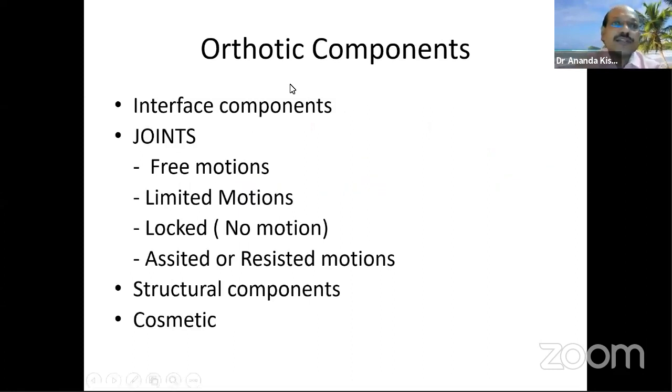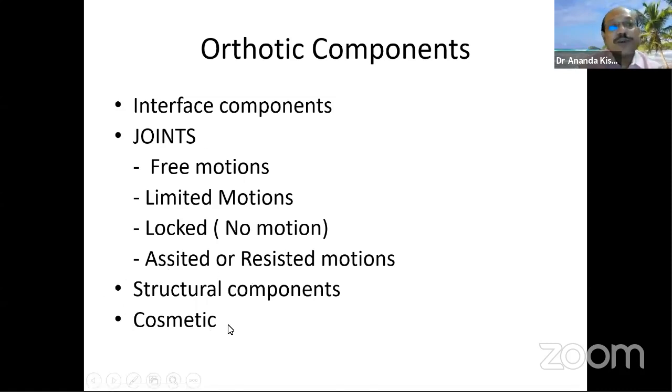Now the orthotic components. There are the interface components I already told, which attach the orthosis to the body. That is cuff band, thigh band, like this. There are joints, suppose at the knee, suppose the ankle joints. There are actually 5 types of ankle joints: free motion, limited motion, and locked motion ankle joints. Lock means plantar flexion lock or foot drop stop, or it may be assisted or resisted motion, like dorsiflexion assist, or dorsiflexion stop. Plantar flexion assistance is usually not required because it is helped by gravity. So these are the 5 types of joints.